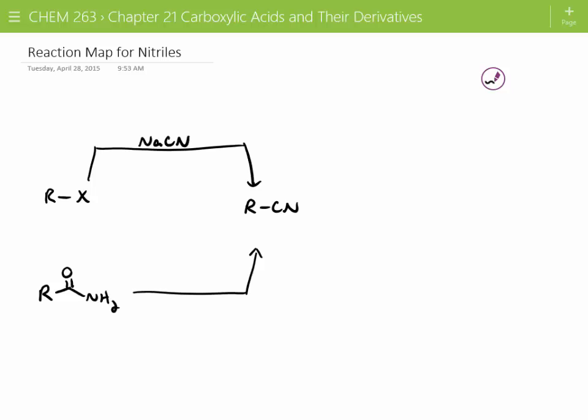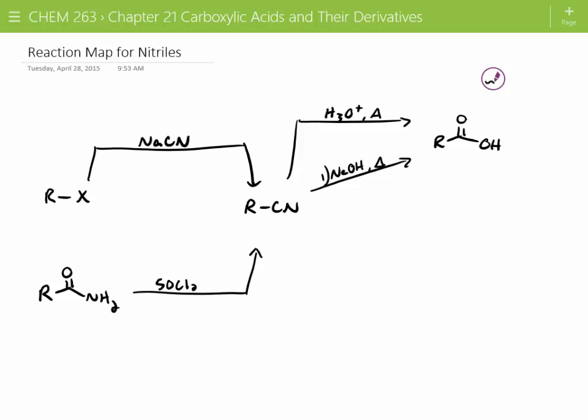What reagent do we need to convert between the amide to a nitrile? Thionyl chloride. That was one of our new reactions that we saw today. So we can use thionyl chloride to go directly to a nitrile. And then we can interconvert this to a carboxylic acid using two different routes. We've already seen these before. You can use acid and heat, or you can do base and heat. And if you do the base route, you've got to follow it up with an acidic workup.